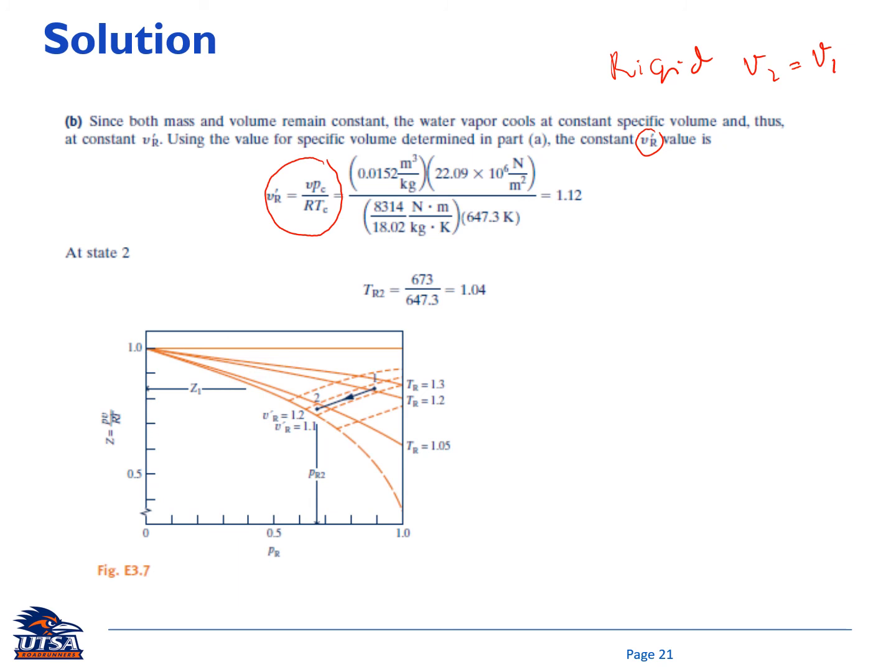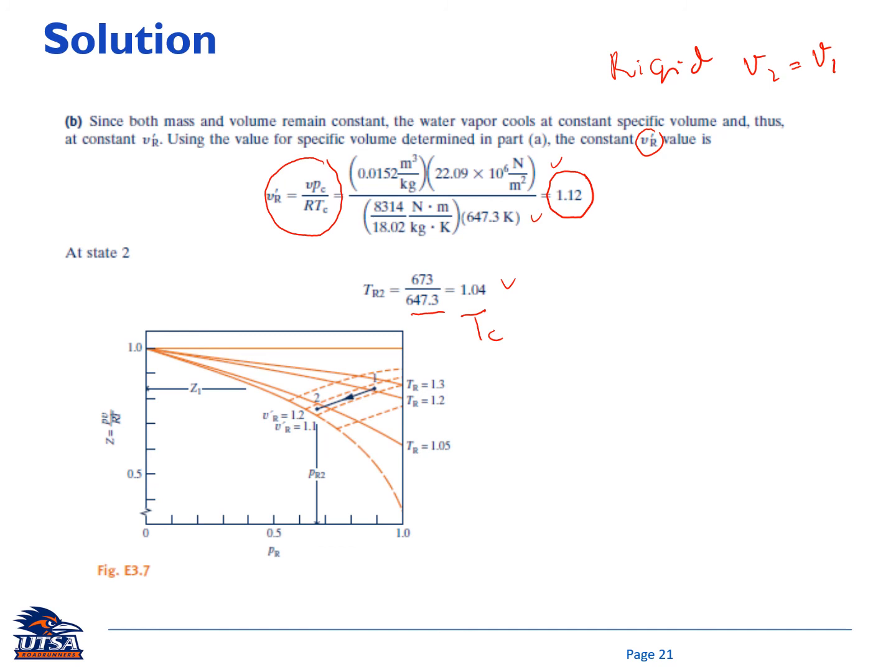So in here, I can plug in this V1 times PC, which you get from table A1, divided by R, and then divided by TC. Then I will get VR single prime 1.12. And then state 2, the temperature is given, 673. And then from table A1, we get TC. Then I have TR2 here equal to 1.04.